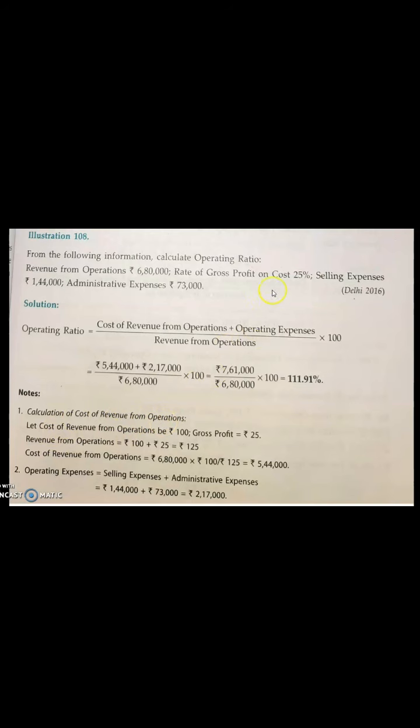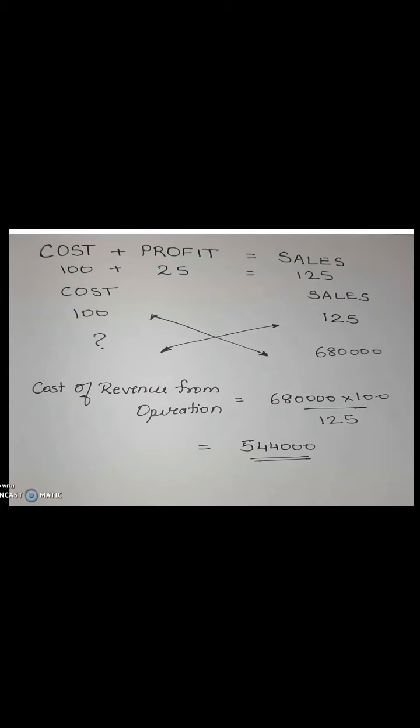Here they have given you the rate of gross profit on cost. So whenever there is the wording on cost, assume cost as 100. In your question it is given that gross profit is 25%. So take 25 rupees as your gross profit. So what will be your sales? 125.